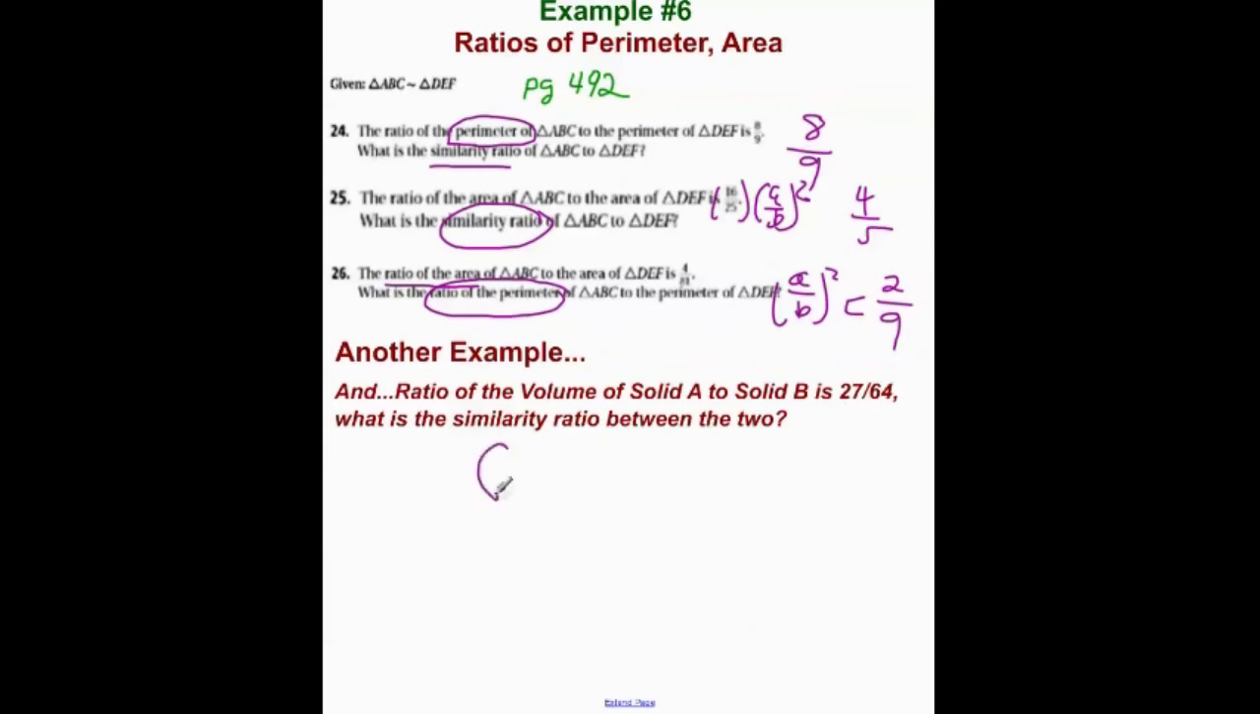Now volume. Volume, here we have that. And we know that volume is nothing more than a over b cubed. So if we just take the cube root of 27, which is 3, and the cube root of 64, which is 4, that's the sim ratio, and it's also the ratio of the perimeter, which is sometimes confusing for a solid because they may not have a perimeter. Anyway, moving on.